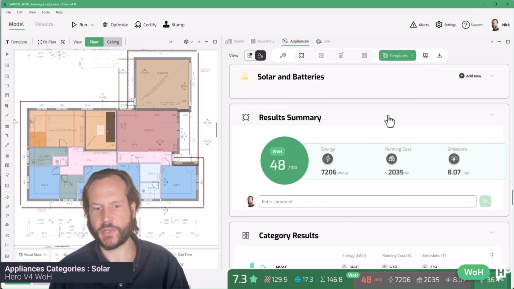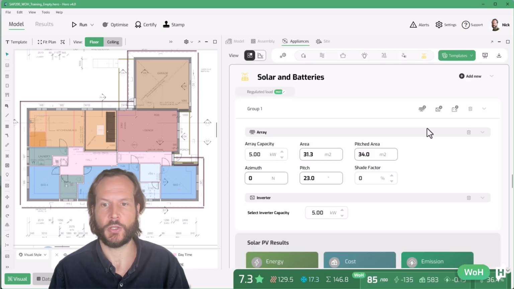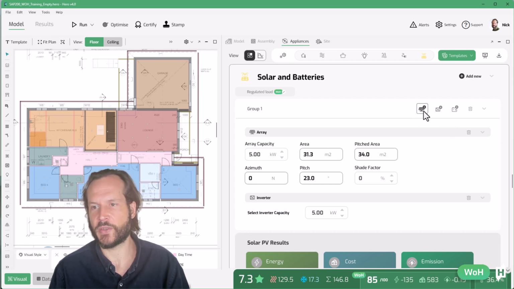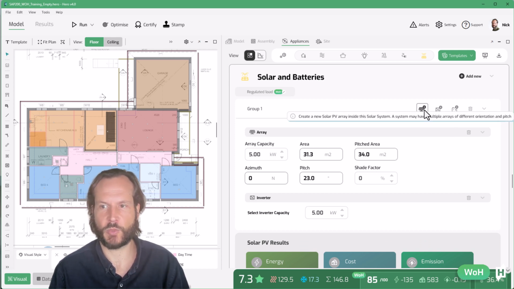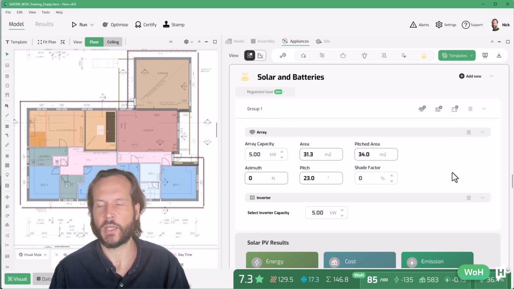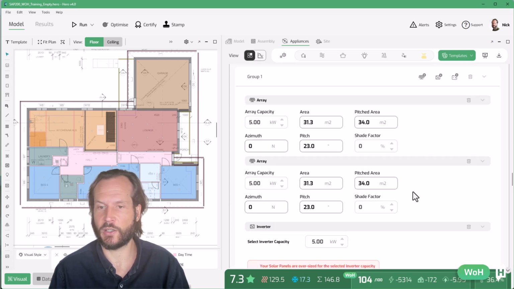In the solar and batteries section is where you create and set up your PV arrays. You describe your arrays, your inverters, and you can set up and add any batteries to that too. So you can add these as subcomponents inside this section where you can add multiple arrays, inverters, or batteries, as many as you'd like. An array for us is just a group of panels that face the same orientation and pitch. So if you have panels facing a different orientation, you can just create a second array group.